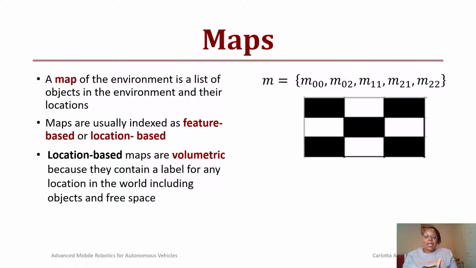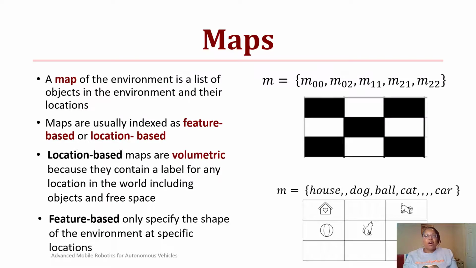So you can have a map M that describes the locations 0, 1 through 9 here, that lists the spaces that are occupied versus the ones that are not. You could also have a feature-based map as shown here, where you now only give information about landmarks and their locations in the world. For example, the most interesting things this map tells me are that the robot needs to know there's a house, a cat, a dog, a ball, and a car. And so it specifies the shape of the environment in terms of the specific locations of these landmarks, or features of the world.